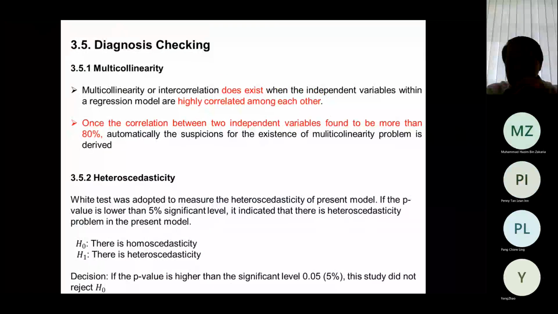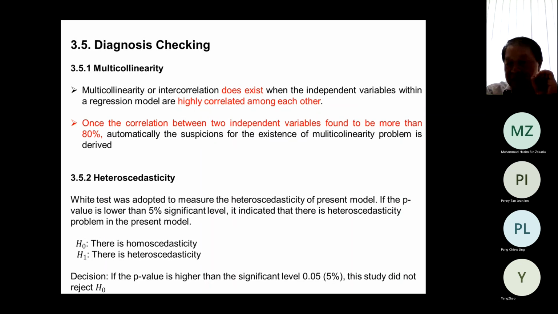And besides the testing of the panel, I also do some diagnostic checking. Diagnostic checking, I want to check whether the data is valid or not valid. The first one, I use multicollinearity. I look at the correlation between 2 independent variables, maybe bank size and bank capital, or maybe bank capital and leverage, that kind of thing. These 2 correlations, if found more than 80%, then it's suspect correlation.